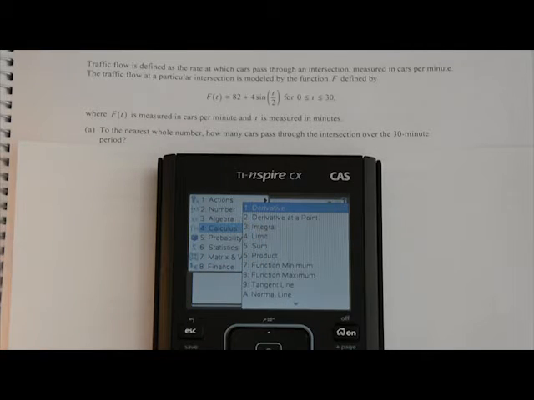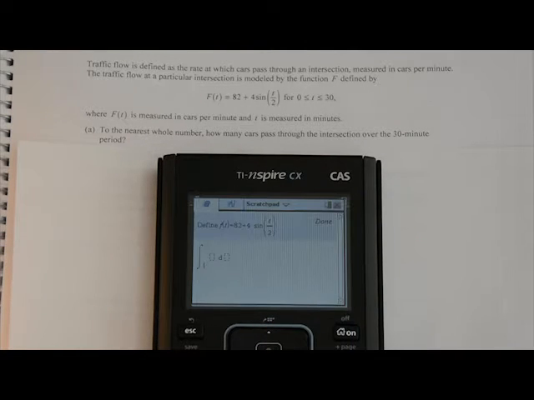So f of t is given, so we're going to go actions 1 to define it, and like we did last time, we're going to go through and define f of t. So f of t is equal to 82 plus 4 times sine of t divided by 2.